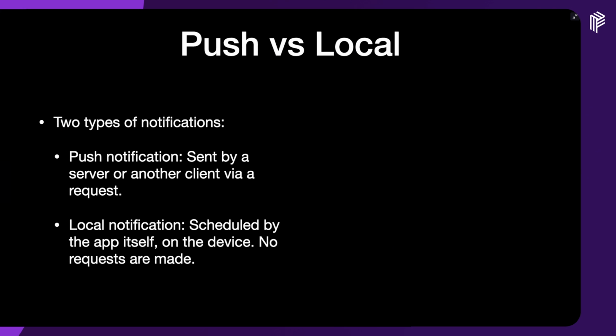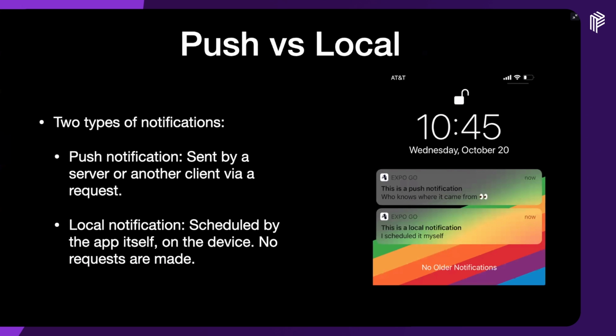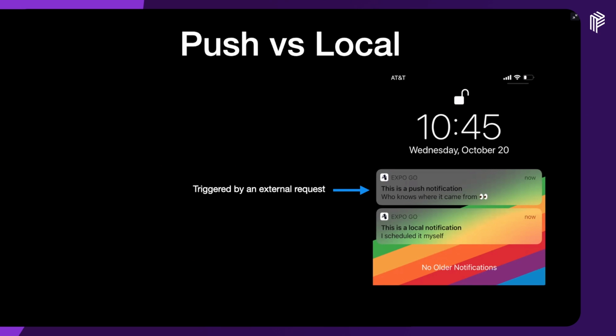Cool. So when we're talking about notifications, there are actually two different types, push notifications and local notifications. Push notifications are initiated off of the device from some server, and local notifications are exactly what they sound like, scheduled locally inside of your app without any kind of external request being made. As you can see, both look completely identical to the user and function the same to the user. The one on the top is triggered from a server somewhere, so an external request. And the one on the bottom is triggered by making a simple function call in our app to the Expo notifications library. In this case, it's the scheduleNotificationAsync method.